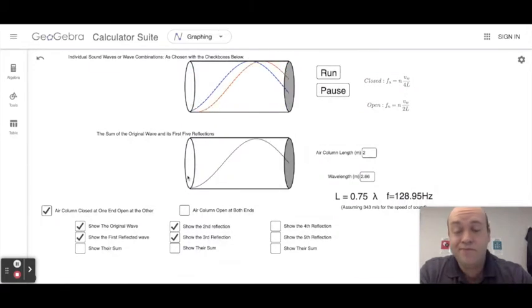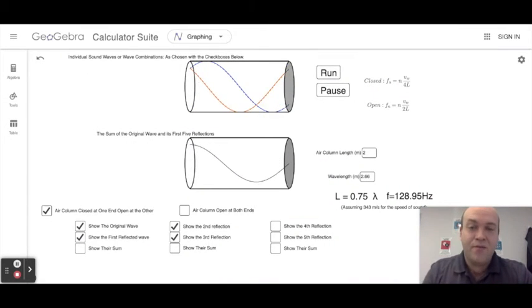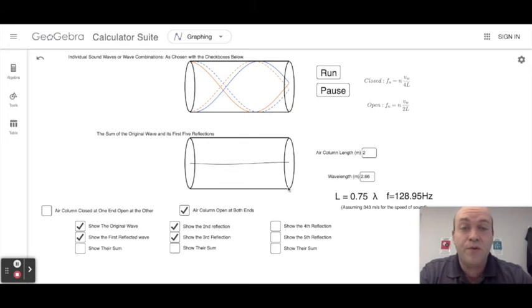Okay, and I could keep going. I could then divide 8 by 5 and get the next harmonic. But if we go ahead and pause that, we'll move on to a tube that's open on both ends.